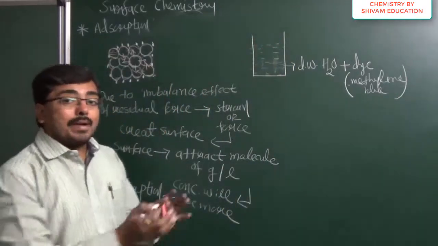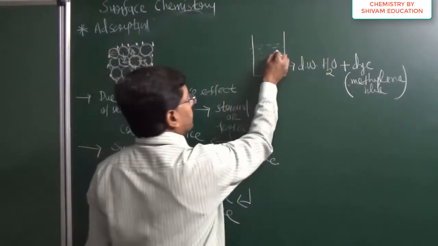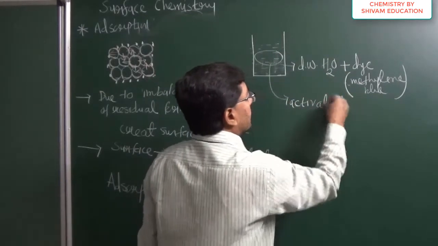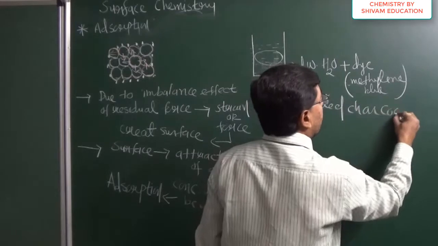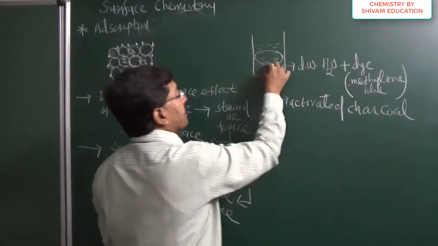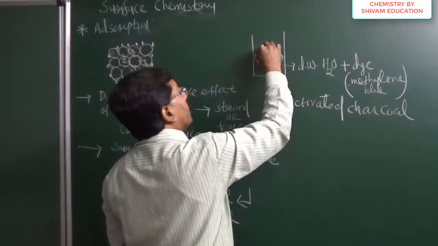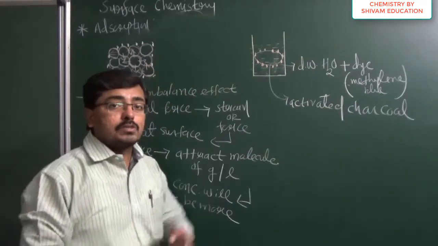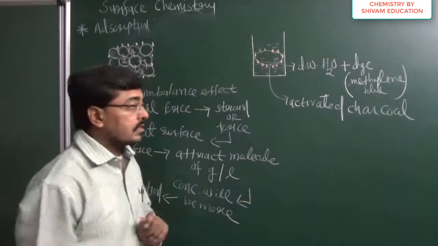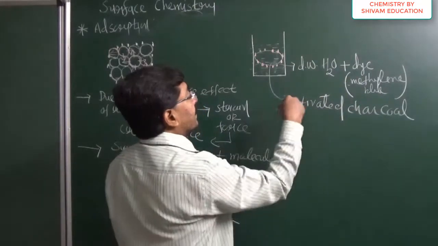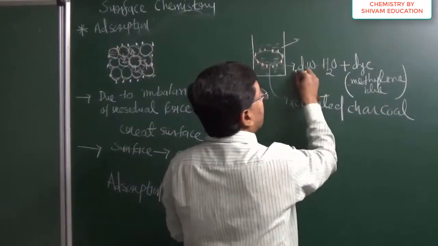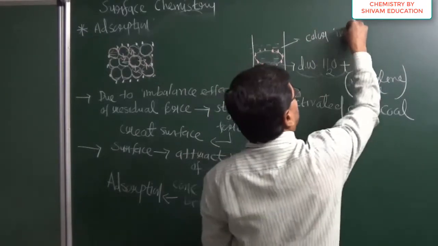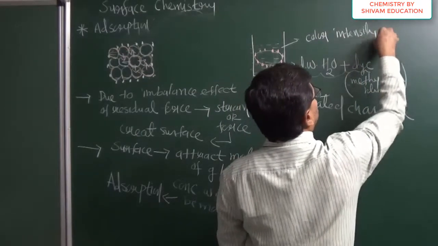Now in this I am adding activated charcoal. When I add this activated charcoal, then after some time you will observe that the tiny particles of dye will start to adsorb on the surface, and because of this their concentration will increase on the surface. So what will we observe? The color intensity of the solution decreases.